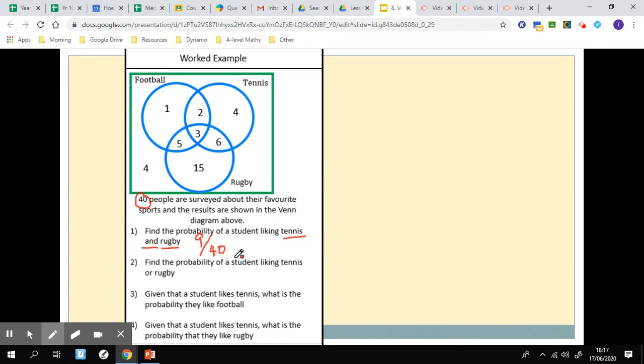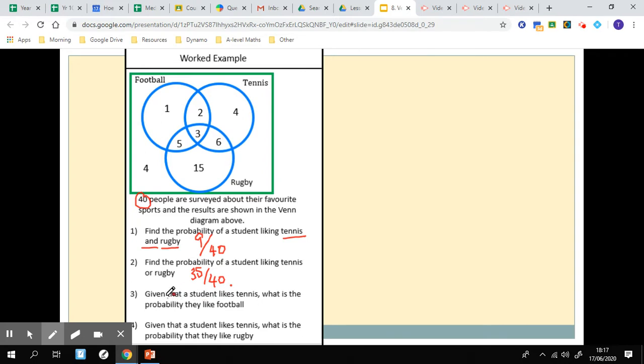Okay, next one, probability that a student likes tennis or rugby. Well, when we say or, we need to total up, consider both. So the total of your rugby circle and including the ones with tennis. So instead of just the 9, I've now got 2, add 4, add 6, add 3, add 15, add 5. Okay, and that should add up to 35 out of 40. So 2, 5, 10, 20, 35.